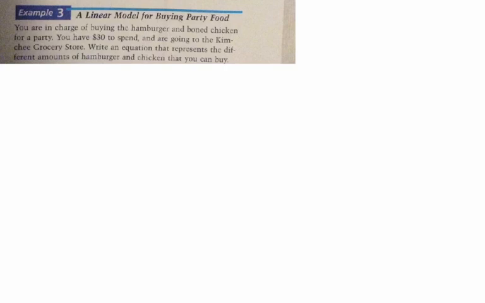All right, so what we have here is a linear model for buying party food. You are in charge of buying the hamburger and bone chicken for a party. I'm a vegetarian. That does nothing for me. You have $30 to spend, and you are going to the kimchi grocery store. Write an equation that represents the different amounts of hamburger and chicken that you can buy.